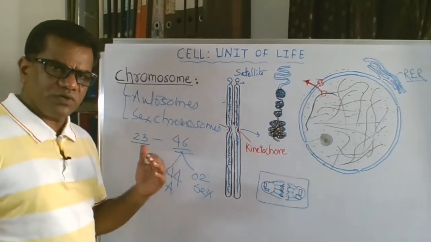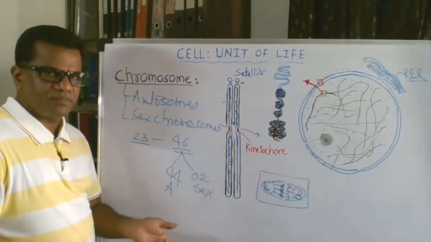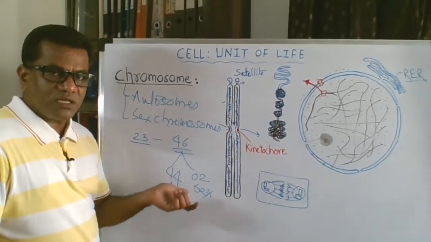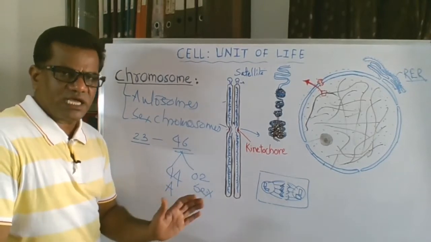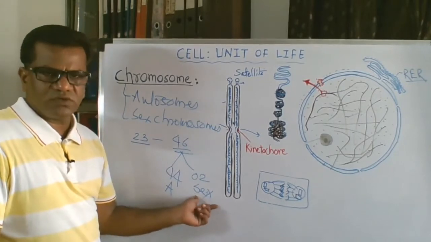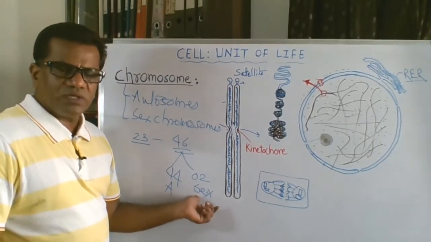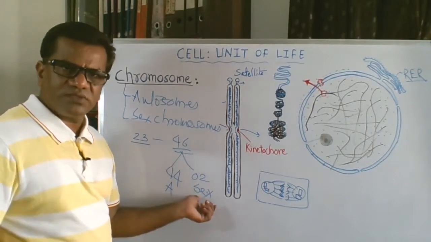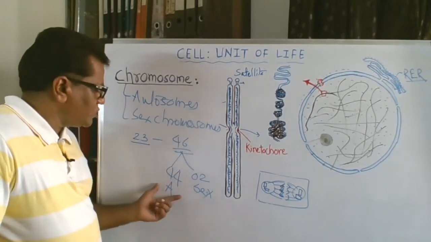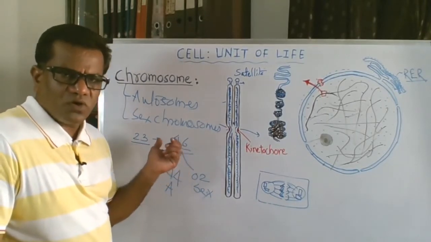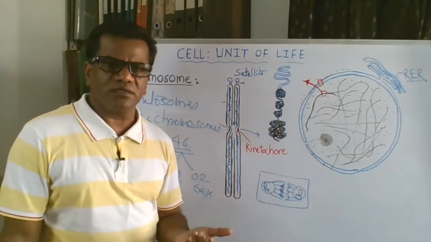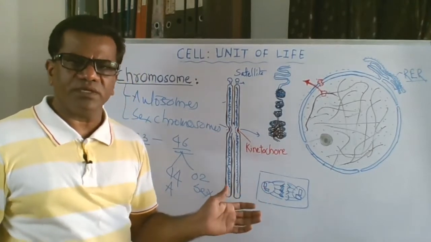The chromosomes which have genes related to characters other than sex are called autosomes. The genes which are related with sex, secondary sex characters, development of the gonads, like that, are called sex chromosomes. Depending on their function, they are of 2 types, and naturally, structurally also they differ. Autosomes are those chromosomes which bear the genes for general body characters, the characters which are not related with sex.